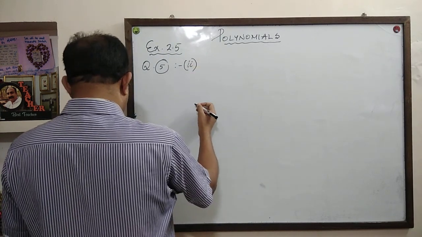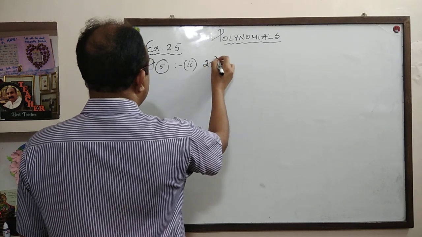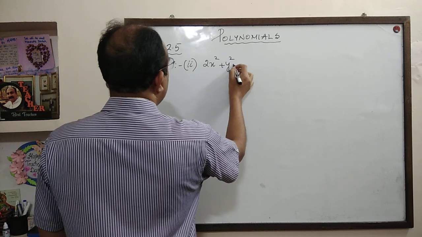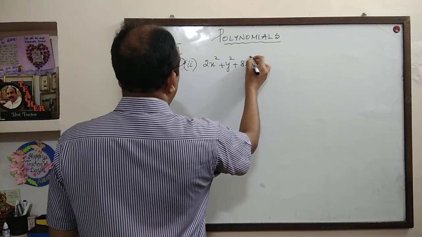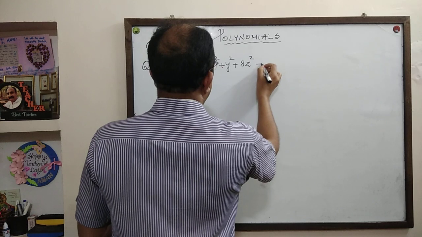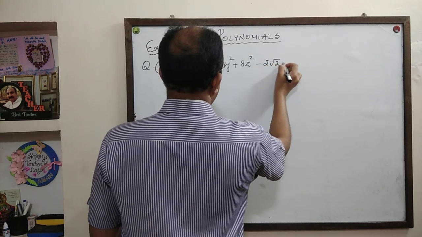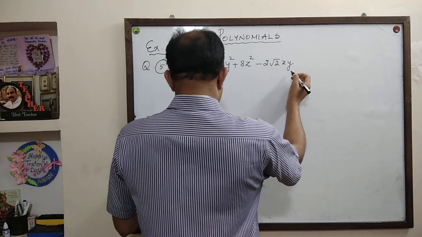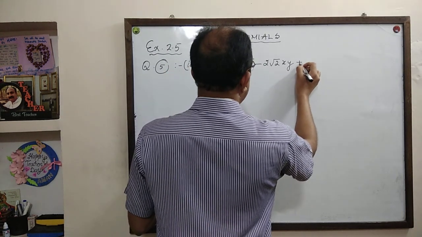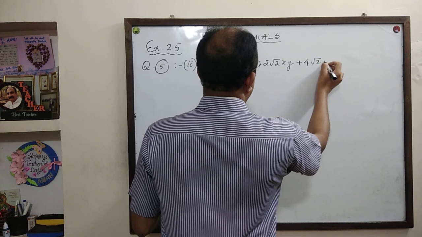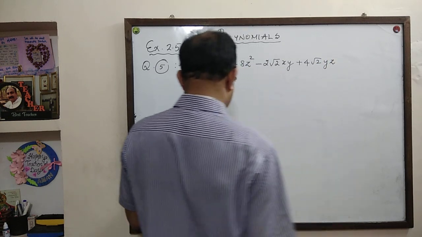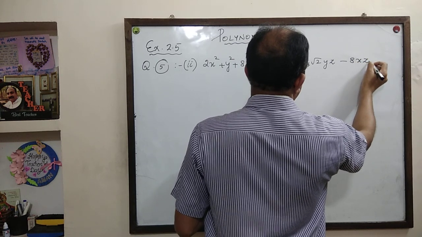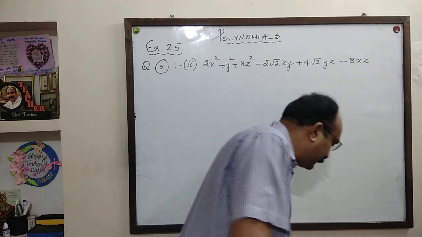Its second part is 2x square plus y square plus 8z square minus 2 root 2 xy plus 4 root 2 yz minus 8xz. This is the question.